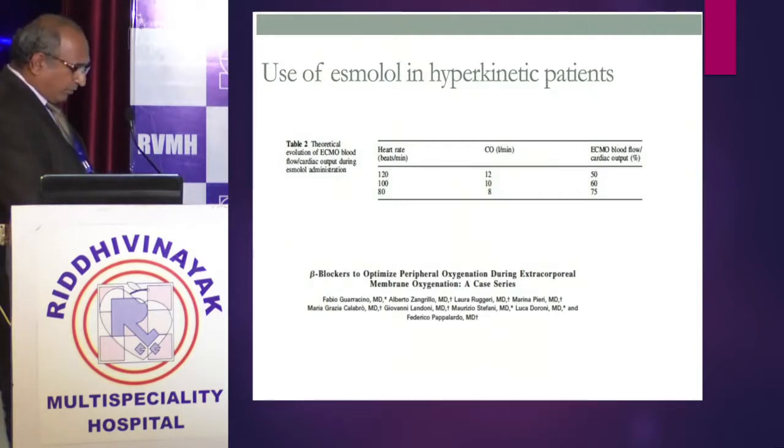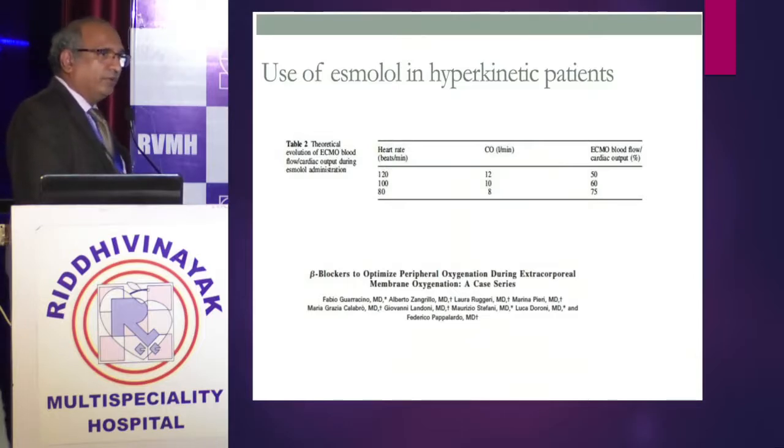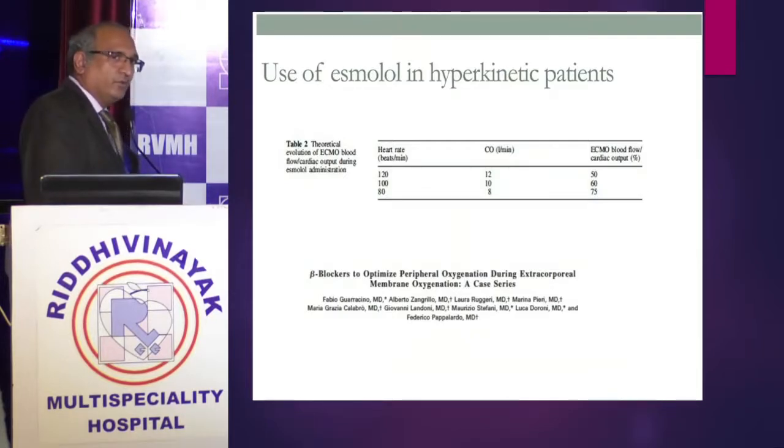If there is an increased metabolism, you have to use esmolol. If there is a tachycardia, use esmolol. And there are papers which suggest that when the heart rate is 120, you are supporting only 50% of cardiac output. When the heart rate comes down to 80, you are supporting almost 75% of the cardiac output, and thereby you can increase the saturation. So sometimes you don't need to do anything with the ECMO. Just give sedation, just give labetalol, and things will improve.